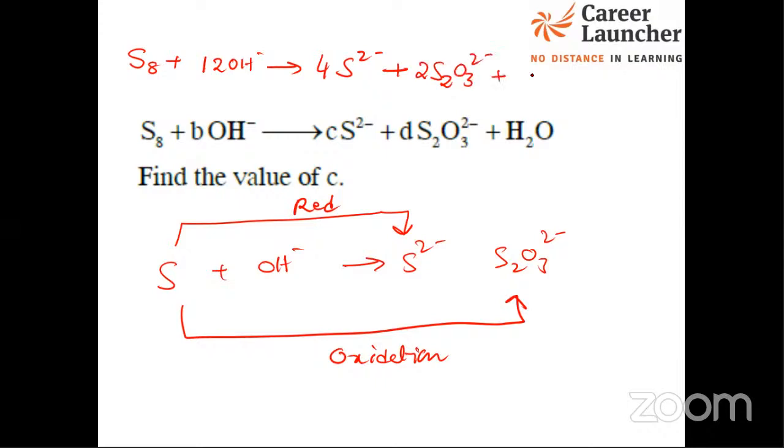So what are they asking? They're asking to find the value of C. C means this one, so this is the answer, 4. Find the value of C. C is 4 for this. Next.